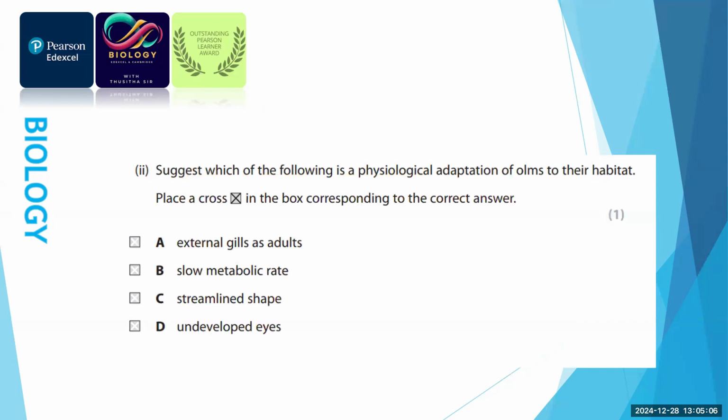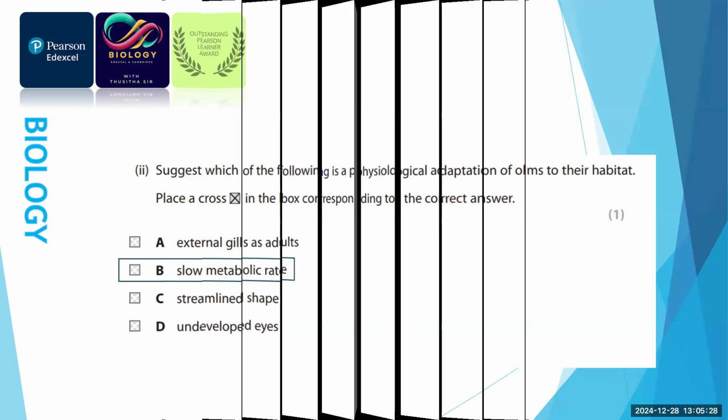So adaptation, external gills, that's anatomical, that's a body structure. Slow metabolic rate, that's physiology. Streamlined shape is the body's shape, and underdeveloped eyes, again, are part of the body. So it's clear the physiological adaptation is the slow metabolic rate.